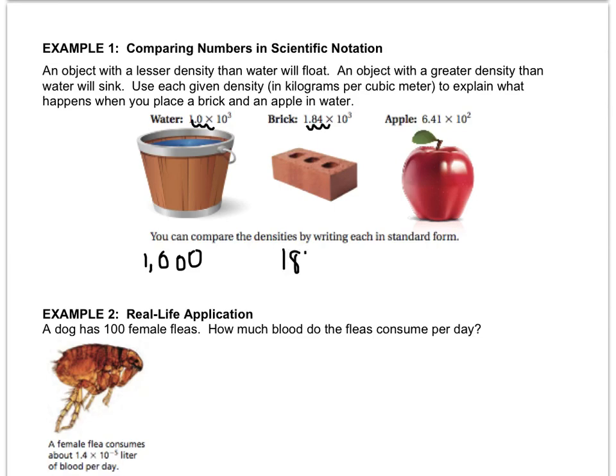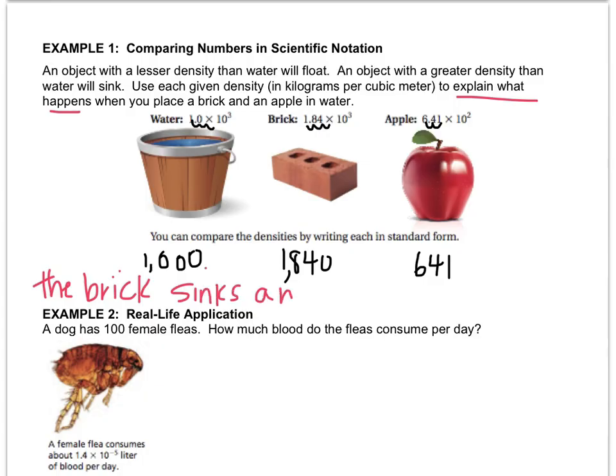The brick scoops 3 to the right. That's 1,840. And this scoops 2 to the right, which is 641. So it tells you that if you're heavier than the water, if you're denser than the water, then you sink. If you're lighter, then you float. So they say to explain what happens. So we'll say the brick sinks and the apple floats.